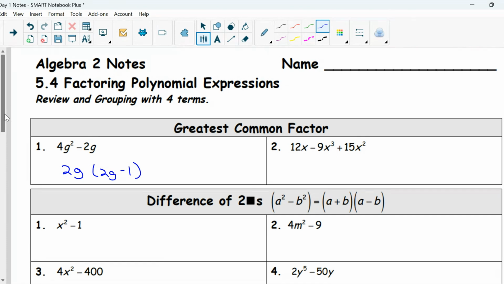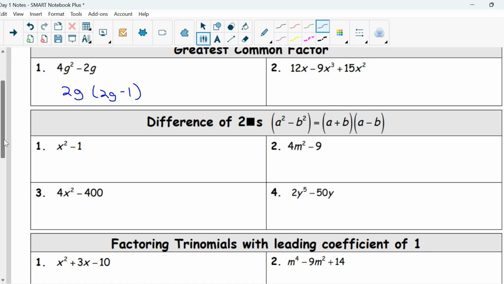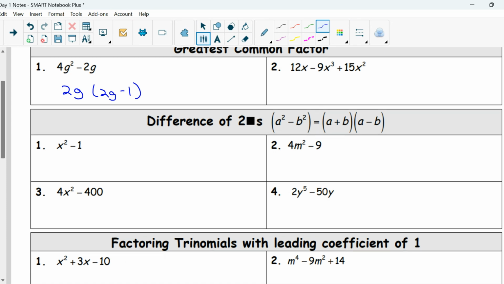Okay, the next type of factoring that we talked about earlier this year was the difference of two squares. So remember, if you have two perfect squares and you have a binomial like this, you can use this shortcut. That is the formula. Please write that down.